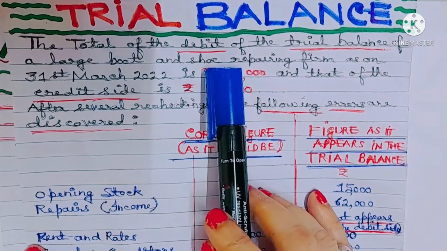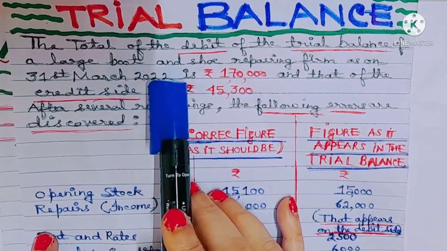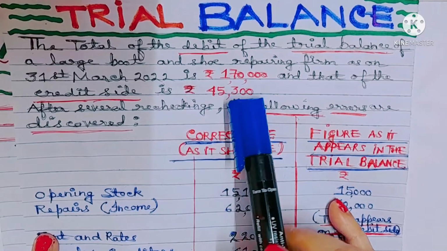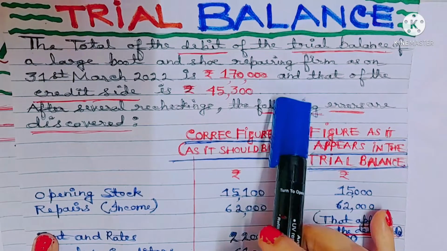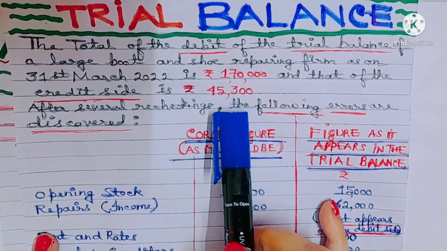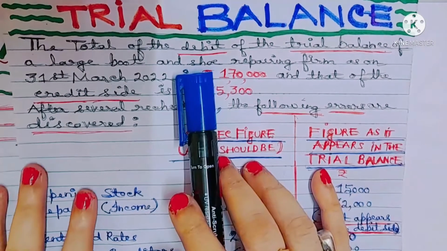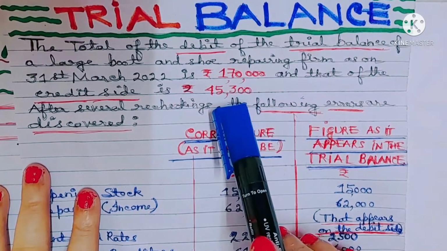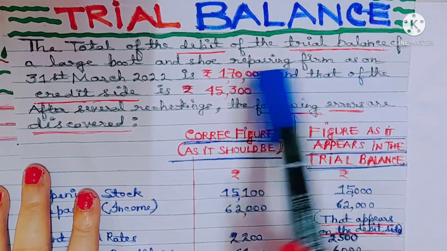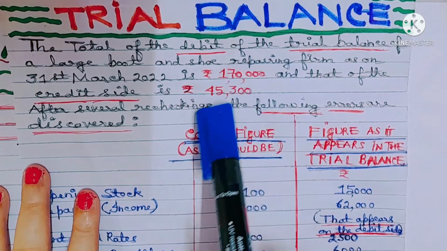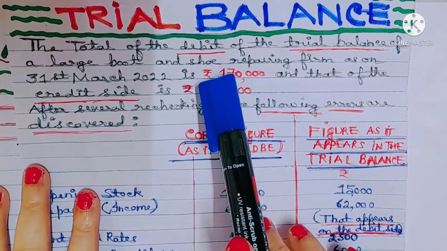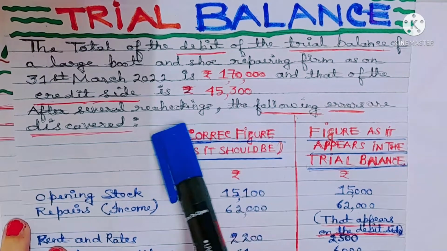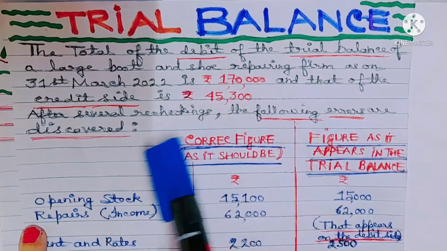The total of the debit of the trial balance of a large boot and shoe repairing firm as on 31st March 2022 is rupees 1,70,000 and that of the credit side is rupees 45,300. So what is given to us is the debit side total and the credit side total. This is a shoe repairing firm. The total of the debit column is 1,70,000 and the total of the credit column is 45,300. After several recheckings, the following errors are discovered.